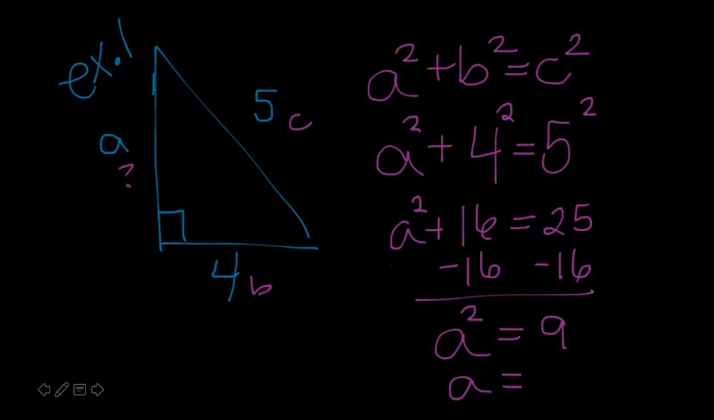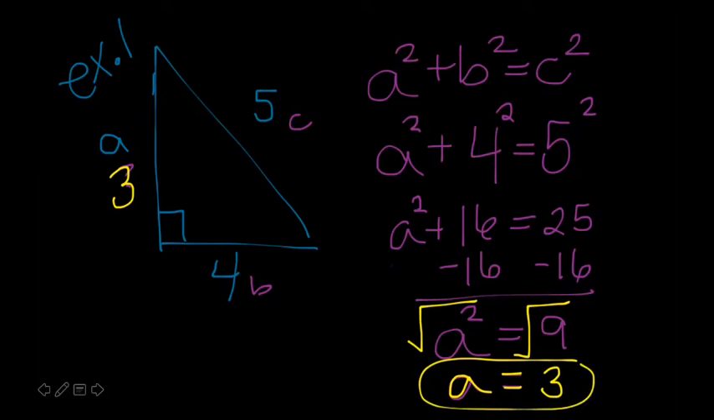The only thing is my last step here is going to be find the square root of a squared and the square root of 9. And I end up with a equals 3. So the only thing different that's happening is that we have one extra step at the end where we've got to solve. Okay, let's take a look at another example.